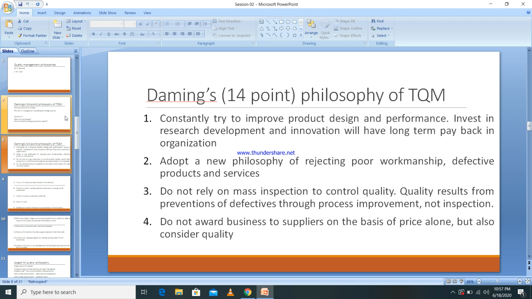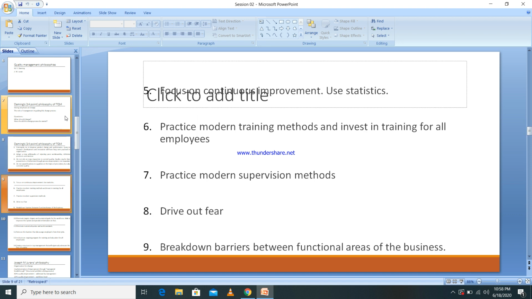And the next point is, do not award business to suppliers on the basis of price alone, but also consider quality. Right? For example, if you have a garment factory, when you are selecting the suppliers of raw materials, you have to consider their quality as well. Because at the end of the day, your product is made out of those raw materials. So if you want to maintain the quality, and you just think about the price and select the supplier with the minimum price for the raw materials, it will not work. Of course you have to consider the price, but at the same time you have to consider the quality as well, right? So that is also an important point.